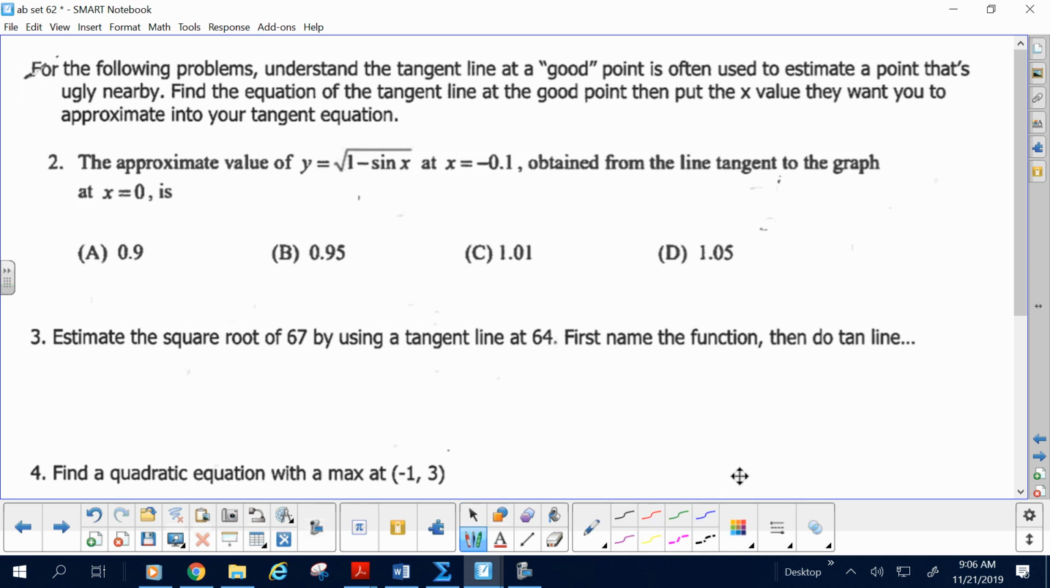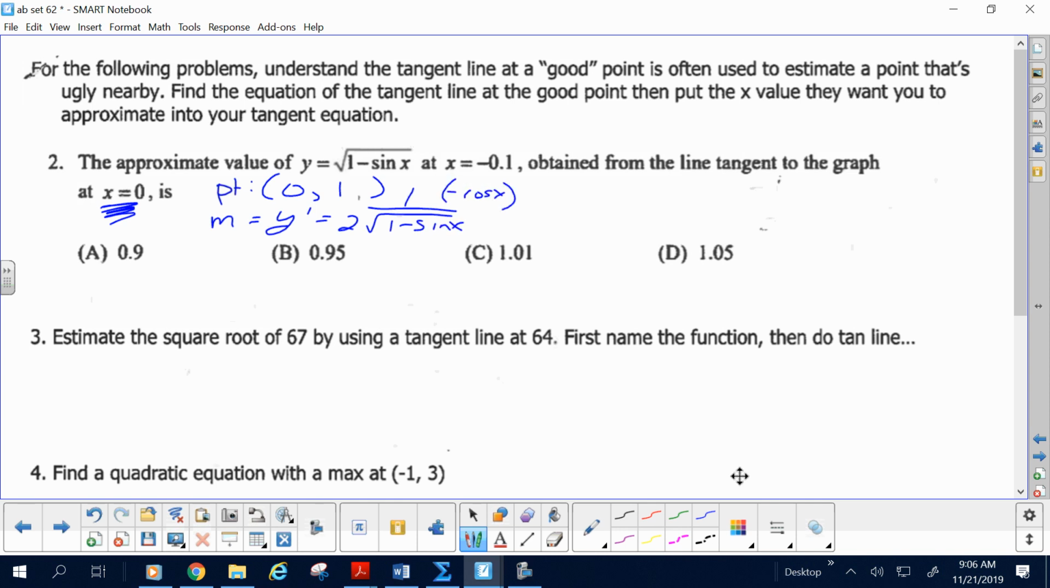So what was the point you used? To write a tangent line, you need a point, a slope, and a point-slope form. What is the point you used? 0, and y at 0 is 1. Okay. How do you find the slope? Take the derivative. Was your derivative something like 1 over 2 root 1 minus sine, times the derivative of the inside, so negative cosine?